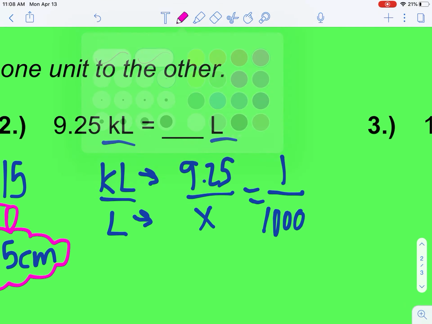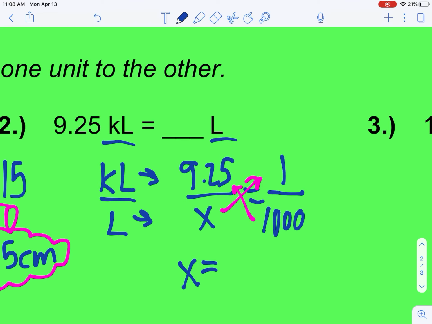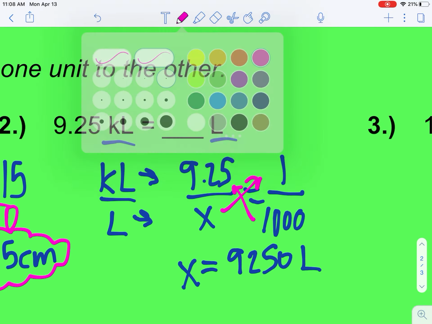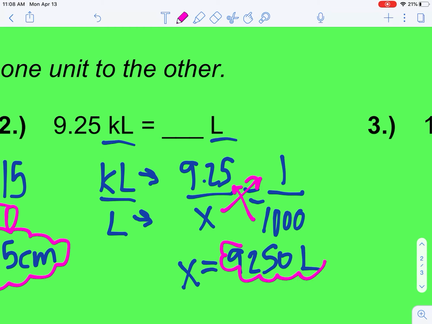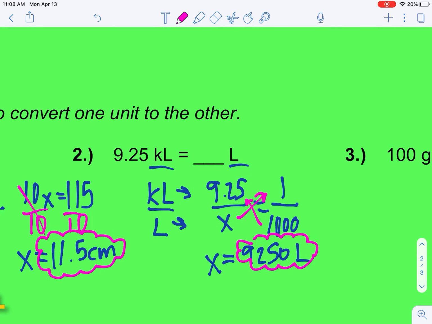Now I can go ahead and cross multiply. X times 1 is just x. And 9.25, or 9 and 25 hundredths, times 1,000 is 9,250 liters. So I really like the metric system because really what we're doing here is just moving the decimal point. I don't need a calculator to do these problems.